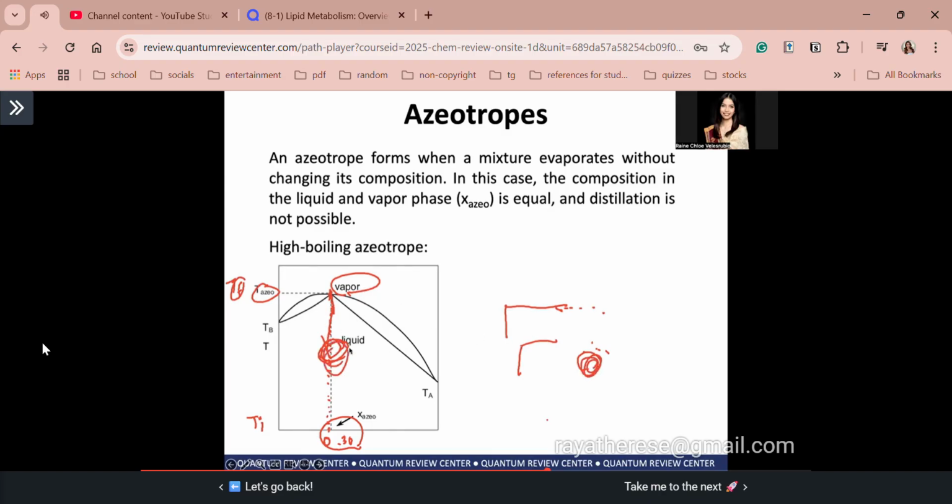However, this is not the case guys. Hindi nagbago. Hindi dumagdag ang mole fraction niya. Hindi nagbago. Therefore, parang naglolokohan dito. Okay? That's why for an azeotrope, it is impossible to do distillation.